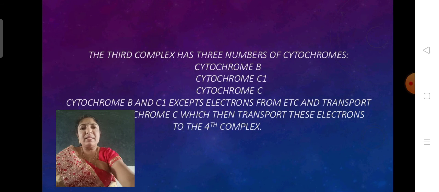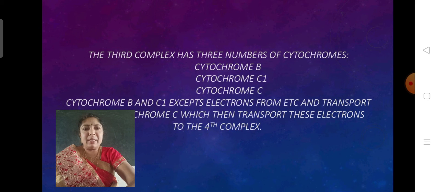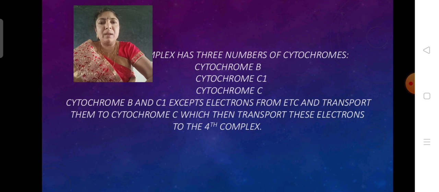Next, this third complex consists of a number of cytochromes, that is cytochrome B, cytochrome C1 and cytochrome C. Here cytochrome B and C1 accept electrons from the electron transport system, and cytochrome C then transports the electrons to the fourth complex. Here C acts as an acceptor and a donor also. So the cytochrome complex consists of cytochrome B, cytochrome C1 and cytochrome C.